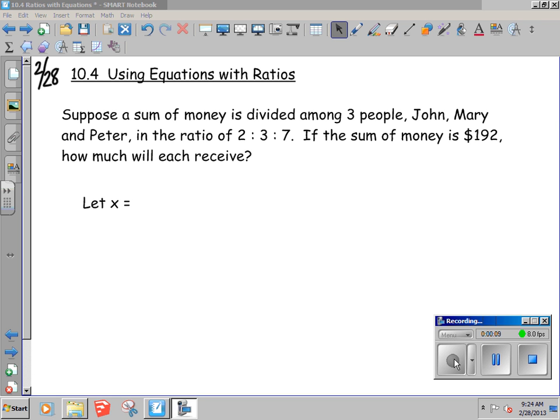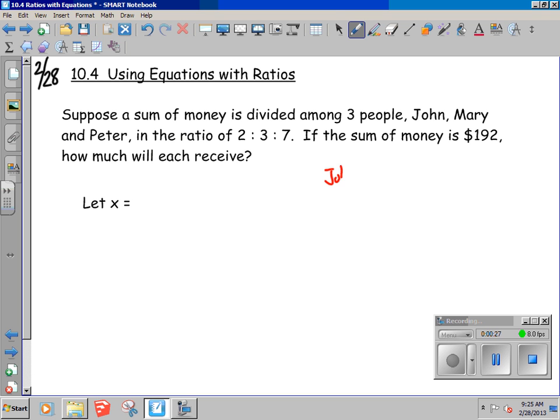So we have a sum of money that's shared among 3 people. One last time, if I'm going to make a bar model for this problem, who and what is this problem about? John, Mary, and Peter. And what about them? Money. So we've got John's share of money, Mary's share of money, and Peter's share of money.